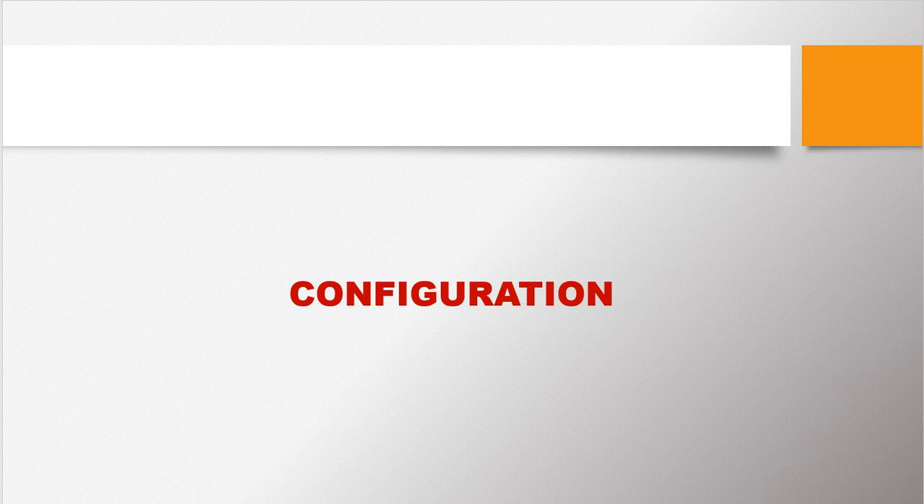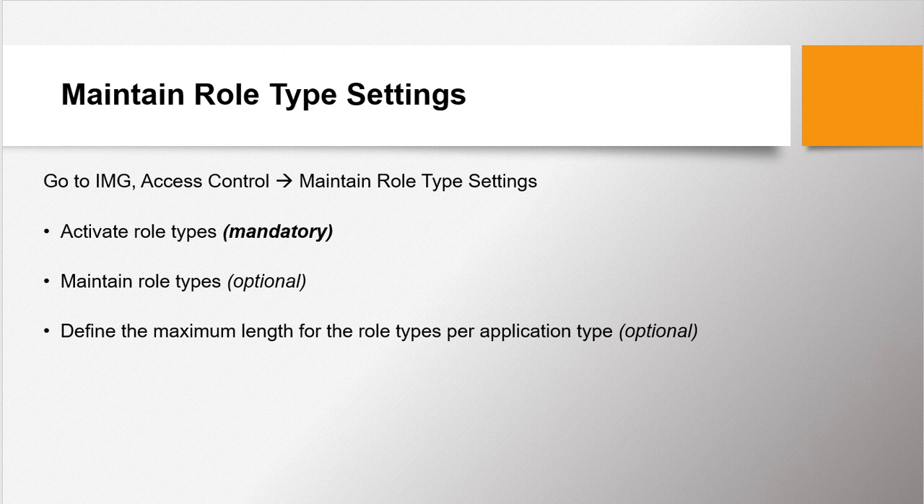Then we come to configuration. Let's quickly see what the BRM configuration steps are from a GRC system standpoint. The first thing that you need to do is to define the role types you're going to use. That's a mandatory step that you have to perform, and it's all done in IMG. So in this transaction, under Access Control, under the BRM module, the Business Role Manager module, you have to activate the role types, which is a mandatory step to perform. We'll see what it is.